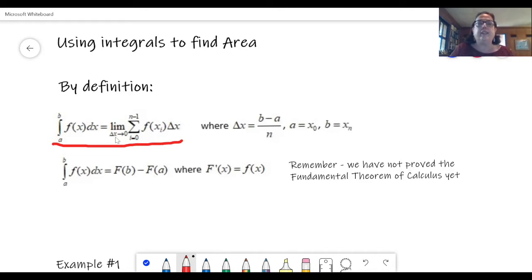When the rectangles get infinitely small, and the number of them gets infinitely large, this infinite sum, particularly if the function is above the x-axis, is really a good, almost perfect estimate of the area between that curve and the x-axis. And that's where we got the idea that our integral was an area. So this is our definition, and while it helps us understand what an integral is, it doesn't help us find an integral.